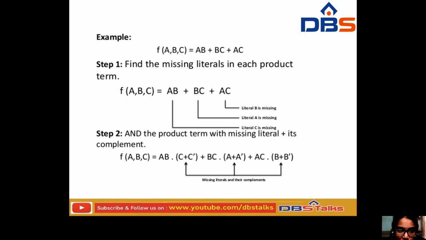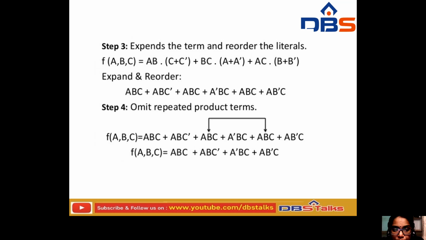Okay, clear. Then first of all you have to find the missing literals in each product. Here what is the letter missing? C. Here what is missing? A. And here what is missing? B. So first of all we find out the missing letter, such that we can write it like this. C plus C dash means the value becomes 1. So we can write AB into (C plus C dash), BC into (A plus A dash), AC into (B plus B dash). Simply we can write like that.